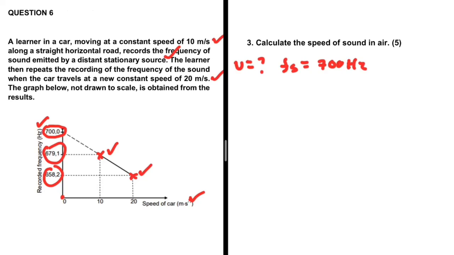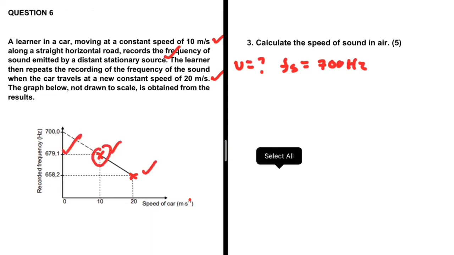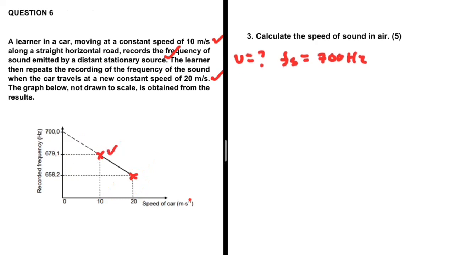So we have 2 data points we can use. You can use this first data point or you can use the second one. Because if you use this point, you have FL and its corresponding VL. And then if you use the second point, you're going to have FL and its corresponding VL. So whatever point you decide to use between these two, you're going to get the same answer. Right. So let's use this very first point. Let's use this point here.